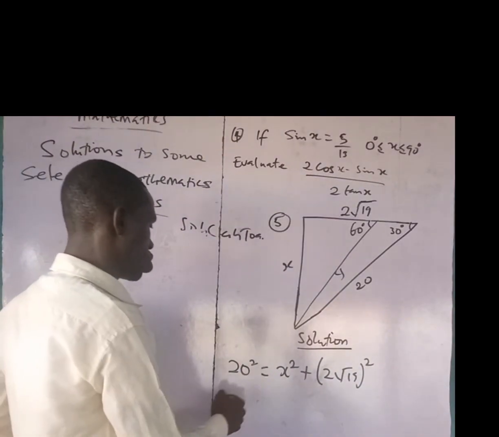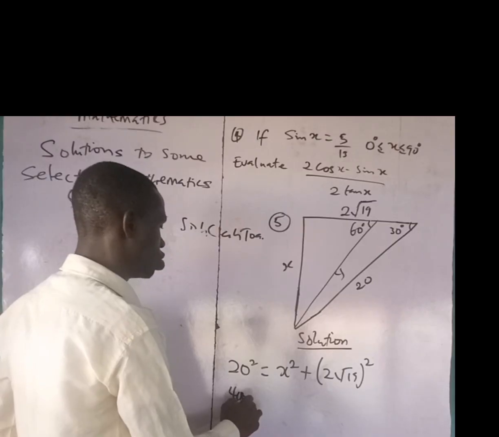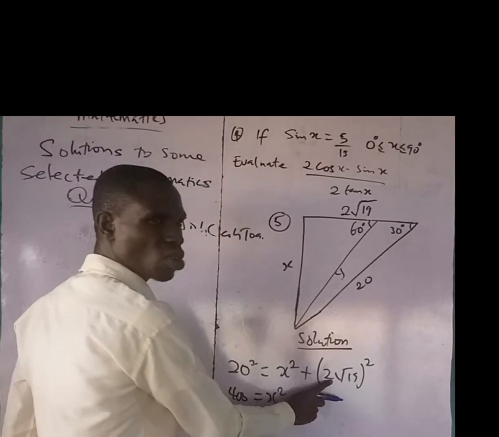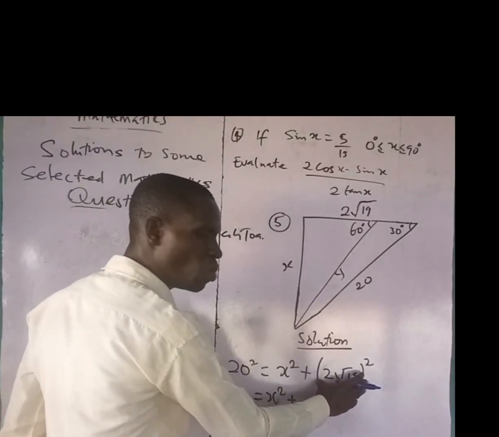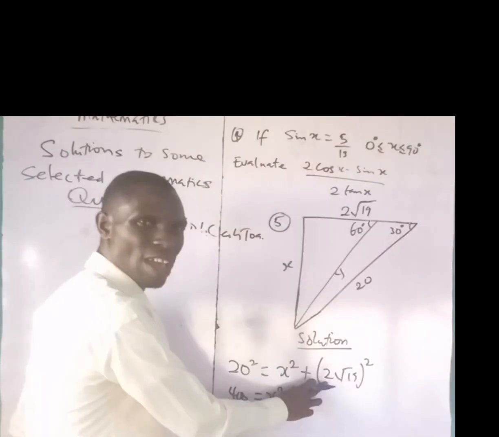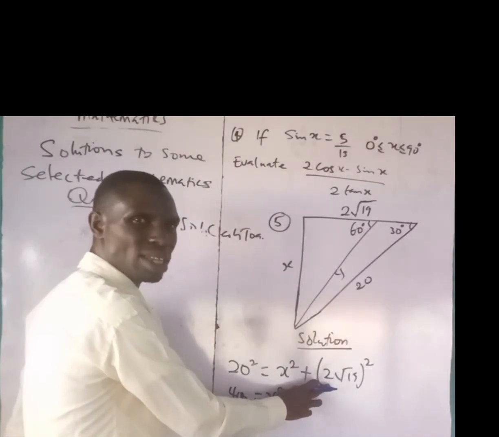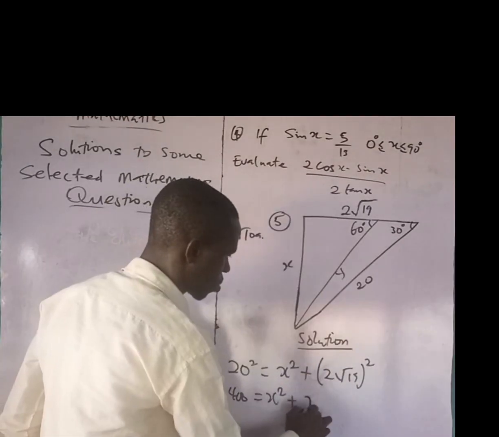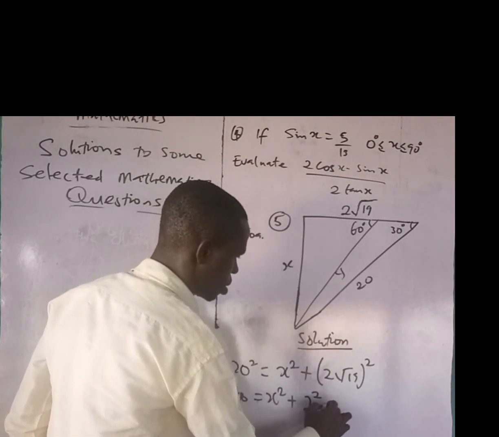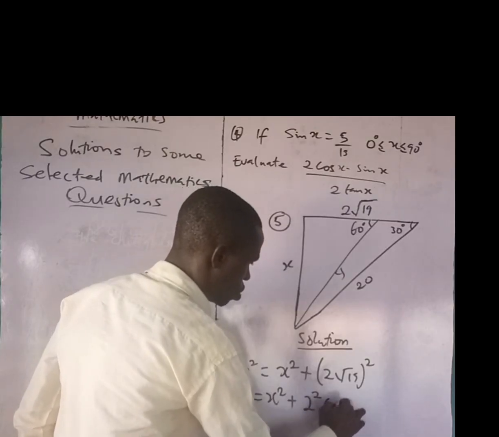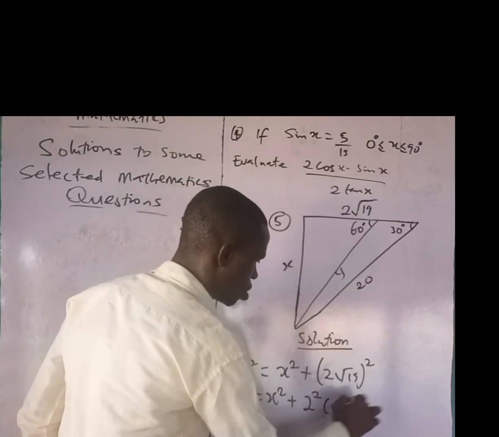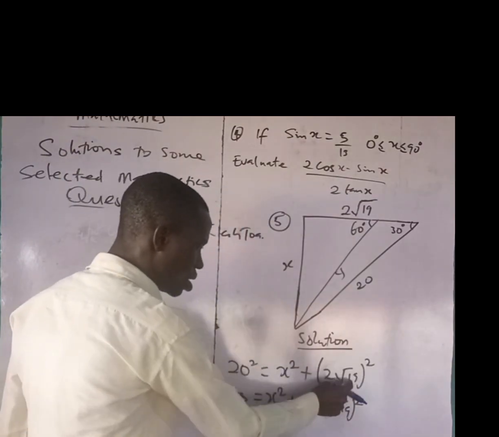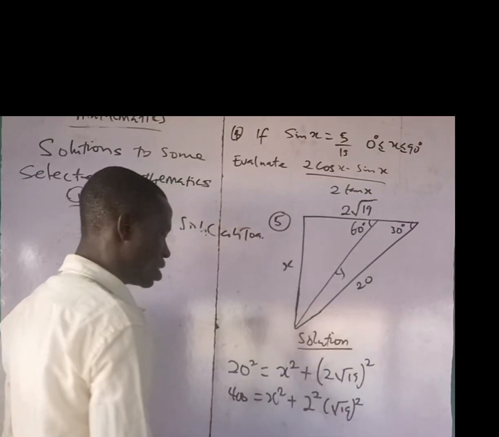Okay, so this will give us 400 = x² + (2√19)². We square it one by one. Please look at how we square this. It's very, very important. Look at how I will square this. This is the same thing as saying 2² times (√19)². Do you understand? This one is squared, this one is squared, so we just split them.